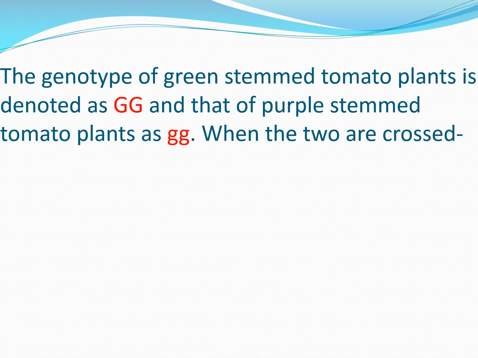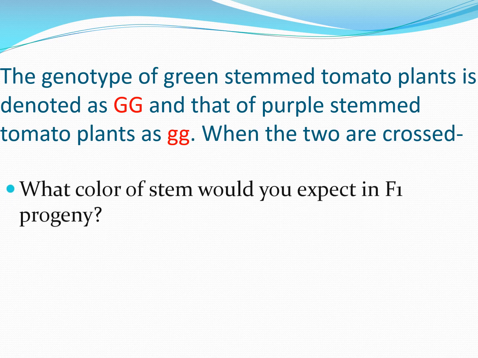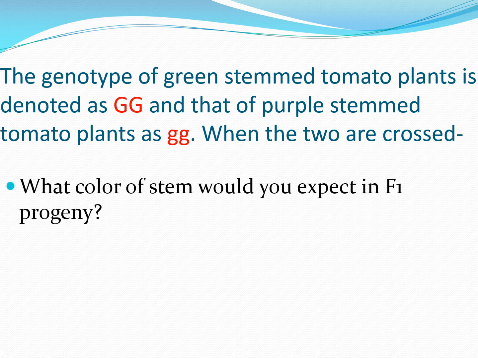Now in the next slide we'll see the question. The genotype of green stemmed tomato plants is denoted as capital G, and that of purple stemmed tomato plants as small g, when these two are crossed. Now first question, what color of stem would you expect in F1 progeny?